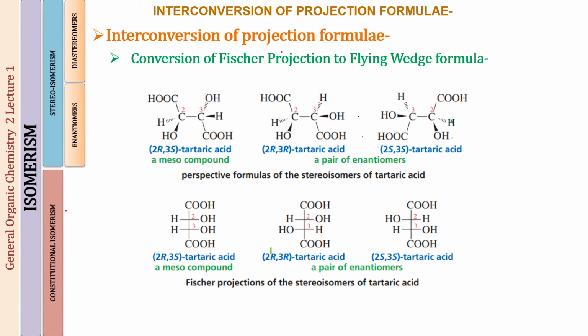Now here in front of you we have the 3 stereoisomers of tartaric acid in the perspective formula as well as in the Fischer projection. So what are these 3 stereoisomers? One is a meso compound and 2 are a pair of enantiomers.